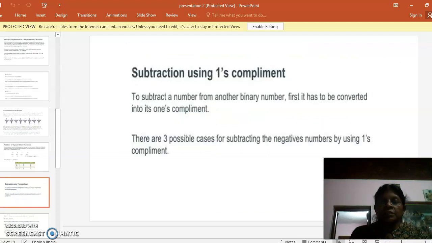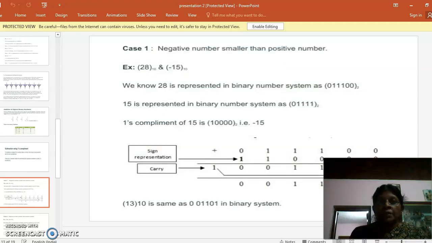And next, subtraction using ones complement. To subtract a number from another binary number, first it has to be converted into its ones complement. There are three possible cases for subtracting negative numbers by using the ones complement. The first case is a negative number smaller than a positive number. Here there is an example, 28 and minus 15.